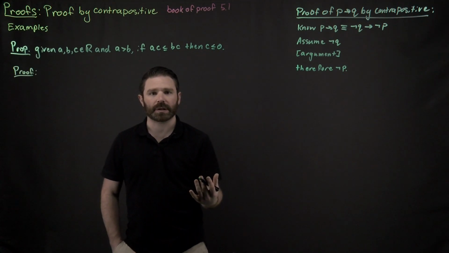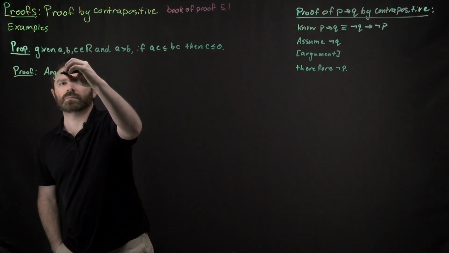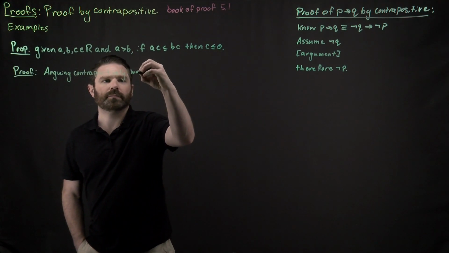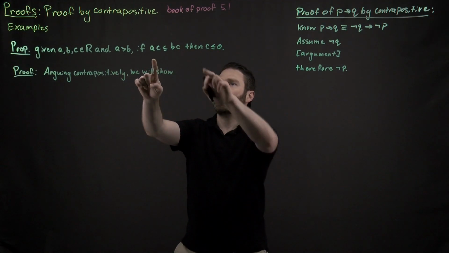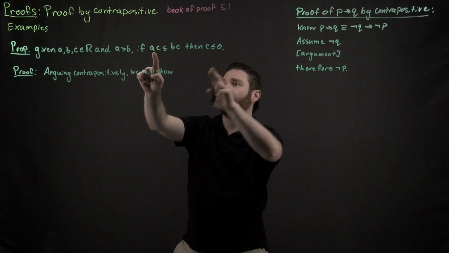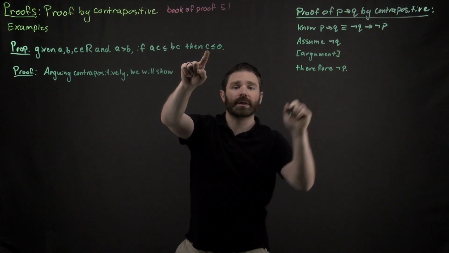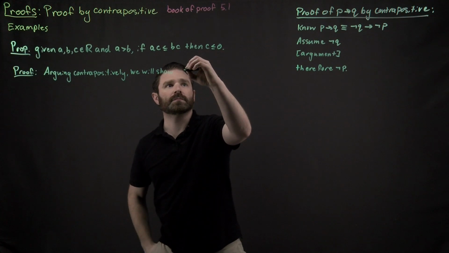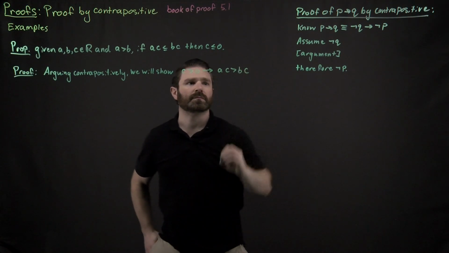So typically, the way that you start these proofs out is you declare that you're going to argue contrapositively. So arguing contrapositively, we will show, and then you take your proposition, you take the P implies Q statement right here, and you write down what the contrapositive of that is. So what we will show is the following.